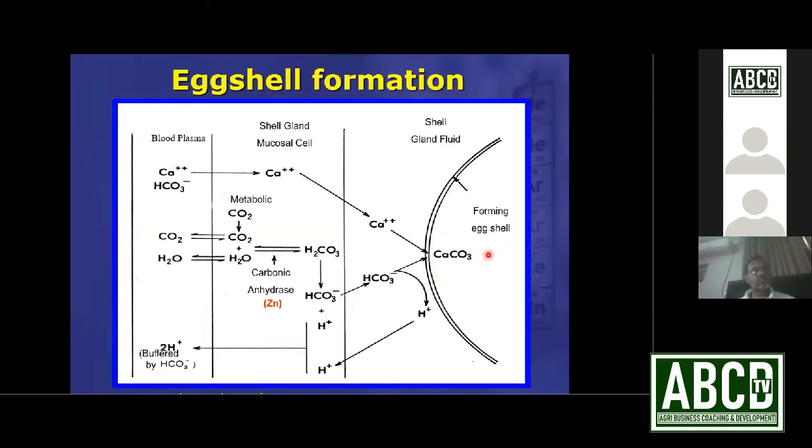And the carbonate part comes from one reaction that you have in the shell gland, in which zinc participates as a component of an enzyme, carbonic anhydrase, and this carbonic anhydrase would provide you the bicarbonate. So a bicarbonate here with calcium, then you form calcium carbonate. So this is why zinc is important in this reaction.